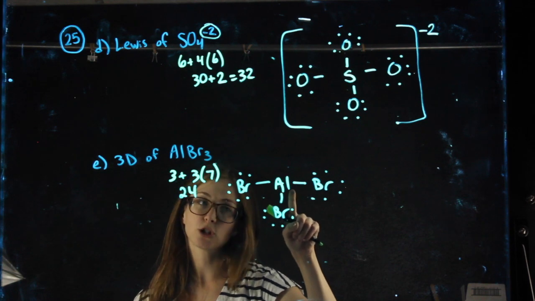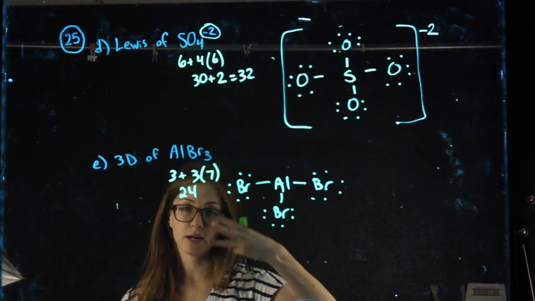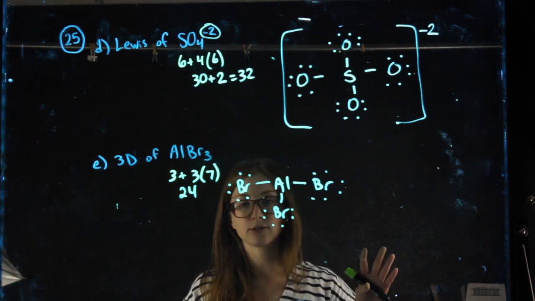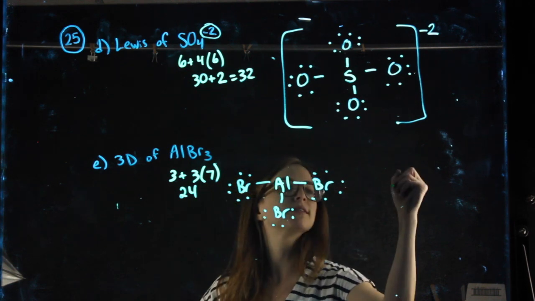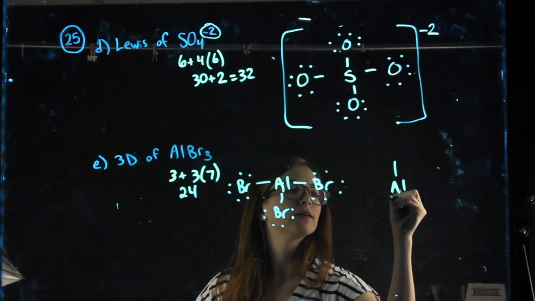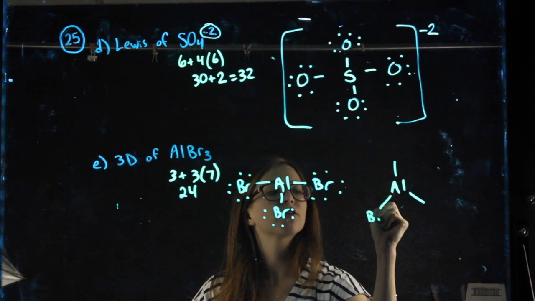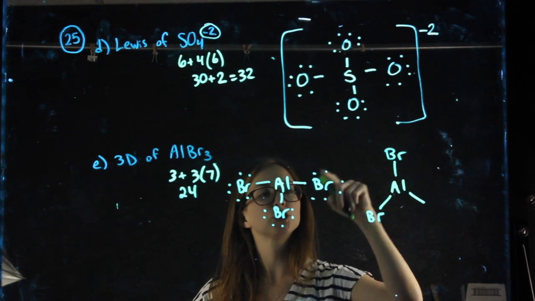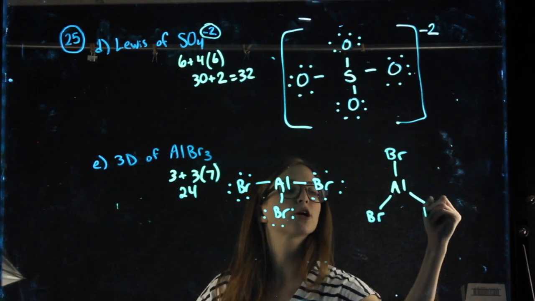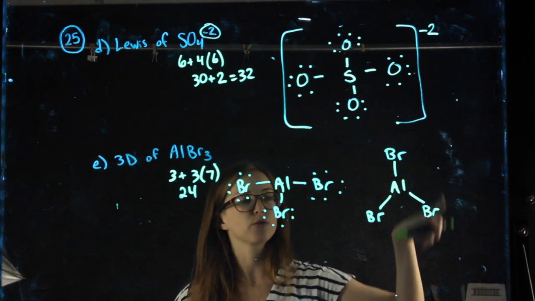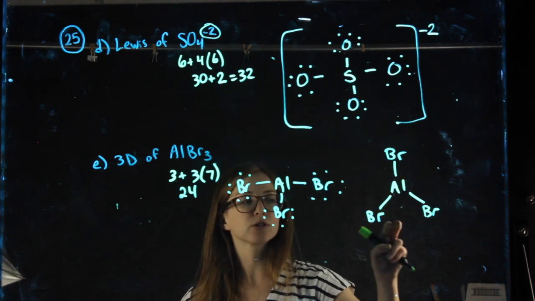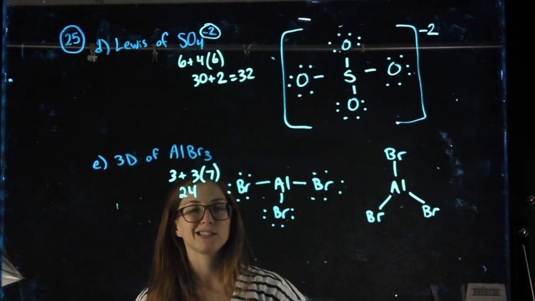Total number of things attached to aluminum are 3. How do 3 things spread out in space? Like a Mercedes-Benz sign. 1, 2, 3. On your 3D structure, you don't need to show any of the lone pairs that are on peripheral atoms. So this would be fine. If you want to throw those lone pairs on bromine, go for it. It doesn't matter either way.